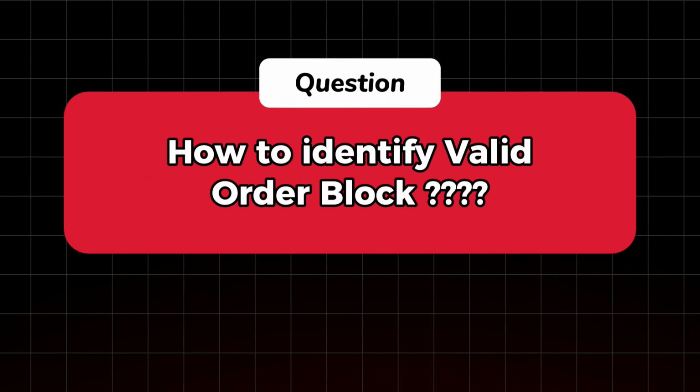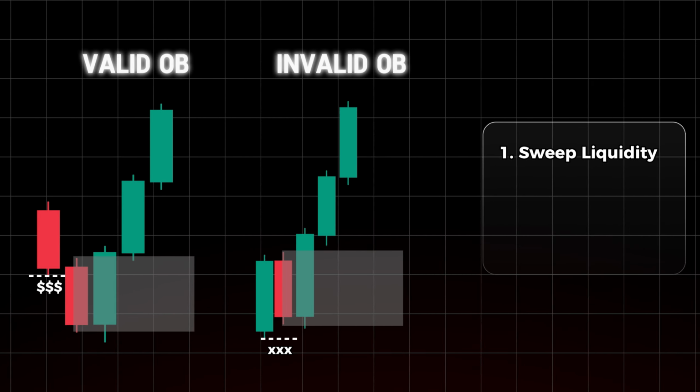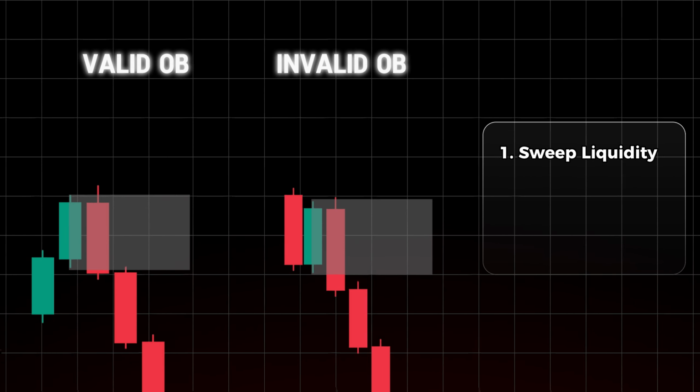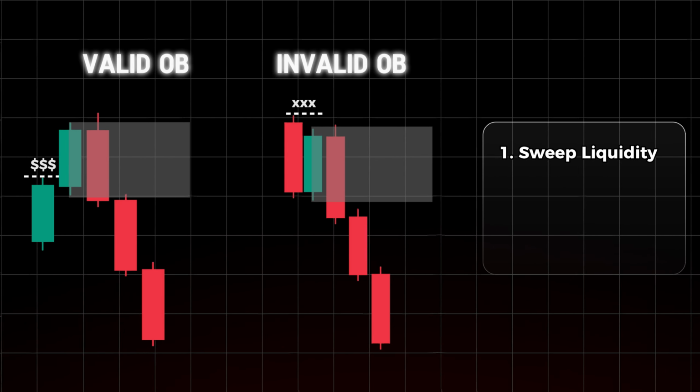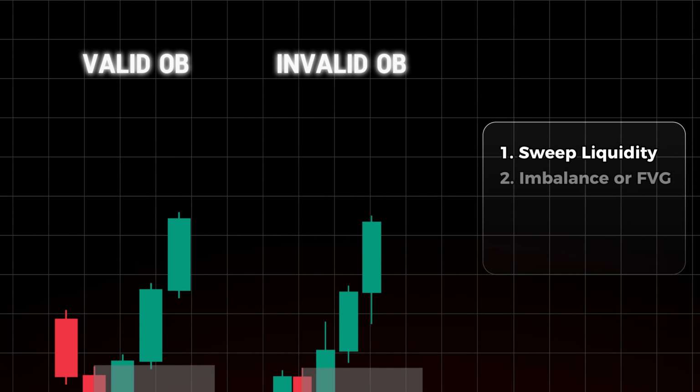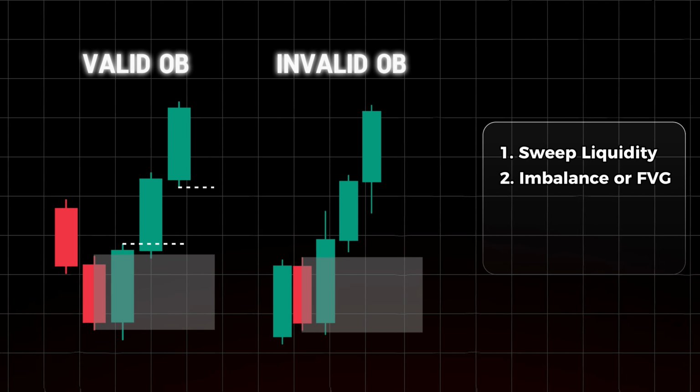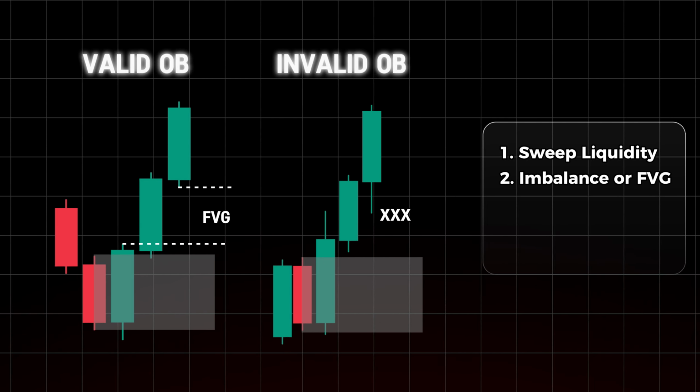To confirm a valid order block, there are essential criteria to follow. First, price must sweep liquidity, meaning it should break above or below the previous candle's high or low before initiating a strong move. Second, price must leave behind an imbalance, a gap between consecutive candles indicating inefficient price movement. Without this imbalance, the identified order block may not be valid.